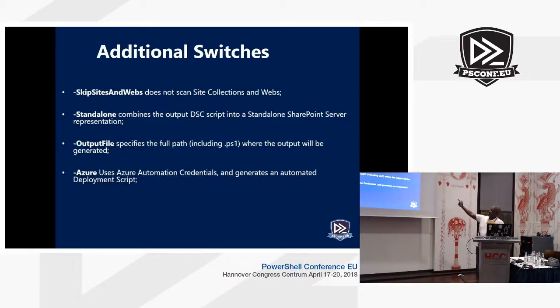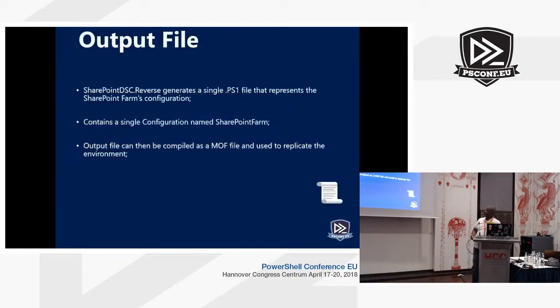Some of the other options: skip sites and webs, which does not scan site collections and webs. That's what I use if I'm talking to a client and trying to troubleshoot. I don't need to see any of that. Just run it, it's your configuration that's causing this problem, so that's what I want to see. I can skip sites and webs, unless they're having an issue with sites and webs, and then that would be different. And then the output file will include a PS1, and you tell it where to put it, and it generates that automatically.